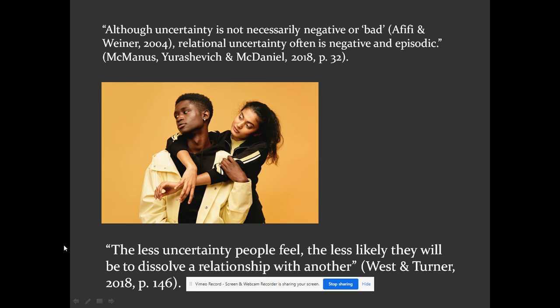Uncertainty can be frustrating and anxiety-inducing in a relationship, especially in a romantic one. In Interpersona, an international journal on personal relationships, the authors state, "Although uncertainty is not necessarily negative or bad, relational uncertainty often is negative and episodic." Malcolm Parks and Mara Adelman did further research into developed relationships within the context of uncertainty reduction theory, and found that the less uncertainty people feel, the less likely they will be to dissolve a relationship with another.